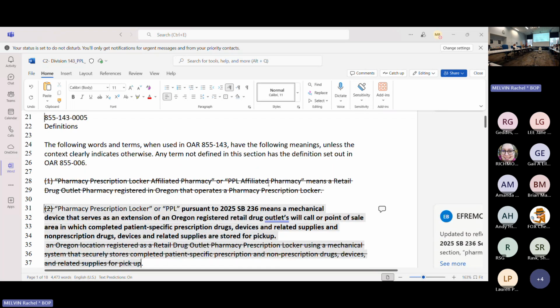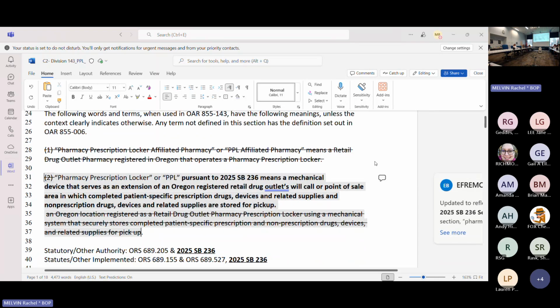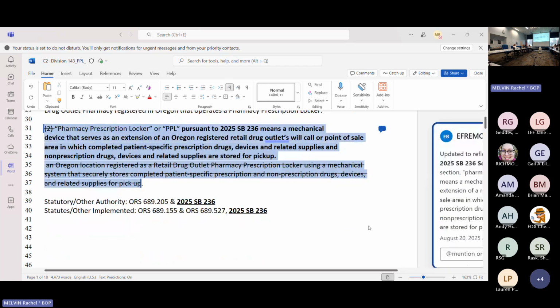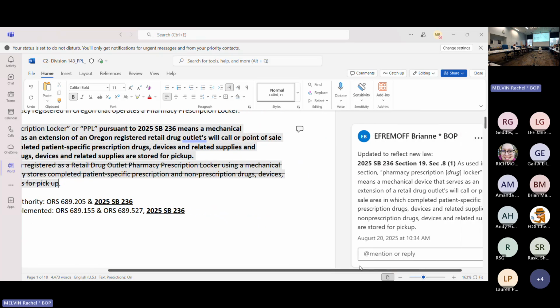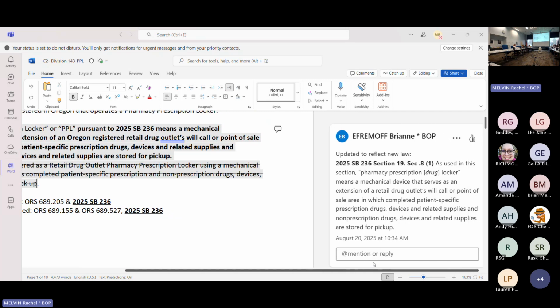855-143-0005 definitions. In this section, we would propose to strike the definition of a PPL affiliated pharmacy and update the PPL definition to be in compliance with the law. So it would read: a pharmacy prescription locker or a PPL pursuant to 2025 Senate Bill 236 means a mechanical device that serves as an extension of an Oregon registered drug outlet's will call or point of sale area in which completed patient-specific prescription drugs, devices, and related supplies and non-prescription drugs, devices, and related supplies are stored for pickup.